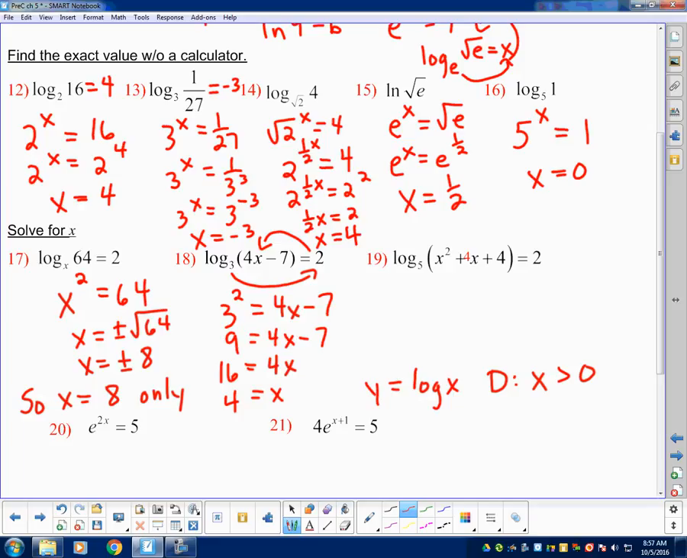Remember, we have two domain restrictions we've talked about. With the rational function, the bottom cannot equal 0. With the square root function, what's under the square root has to be greater than or equal to 0. And so now this is a third one. If you have y equals log of x as your function, the domain should be x is greater than 0.